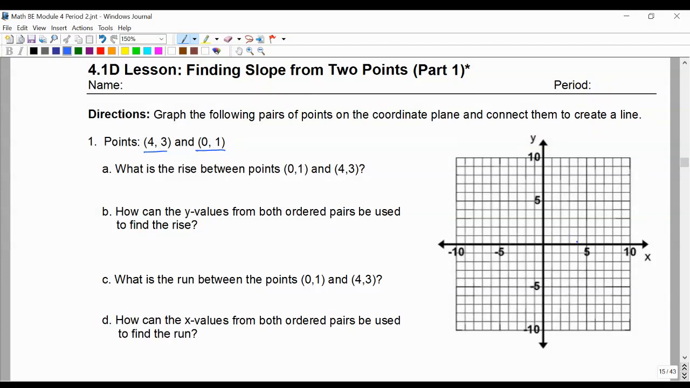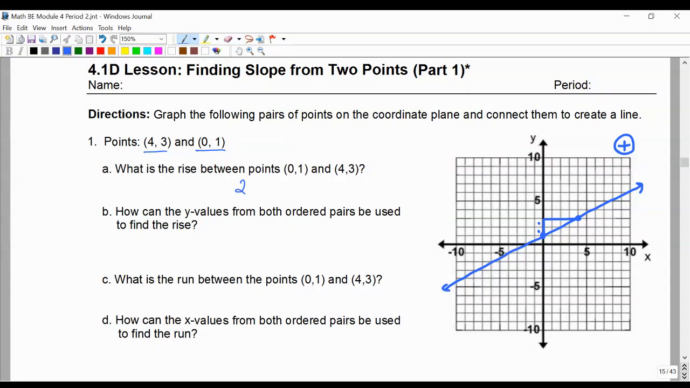So the first problem, we're going to plot the point 4, 3 and the point 0, 1. And we're going to analyze the slope of this line. The first thing I notice is that this slope is positive, that it goes up as I look at it from left to right. So as I answer these questions, I'm going to make sure that I also get a positive slope. The first thing it asks me is, what is the rise between these points? So I'm going to mark up my graph, and the rise is 2 units.